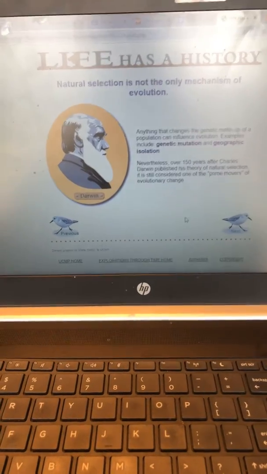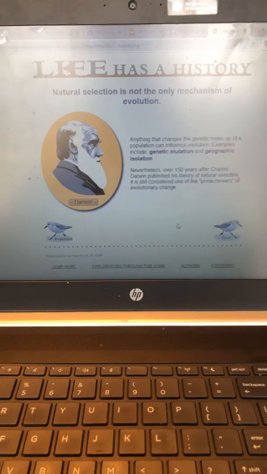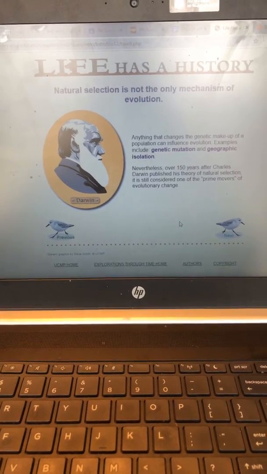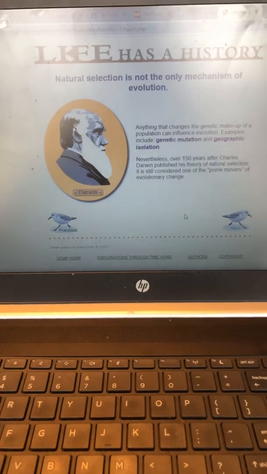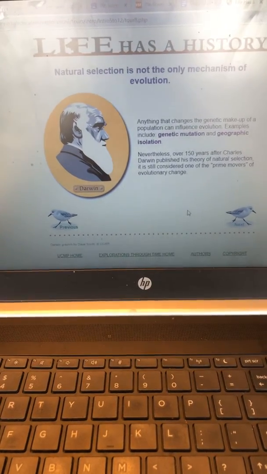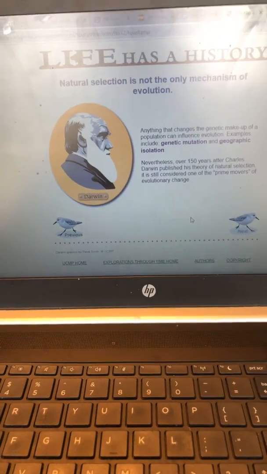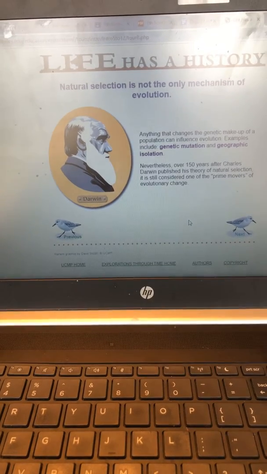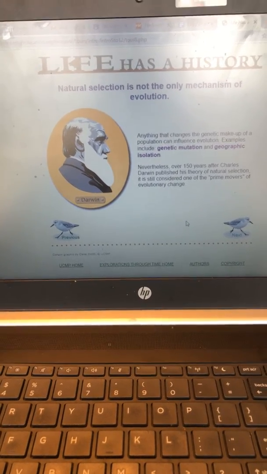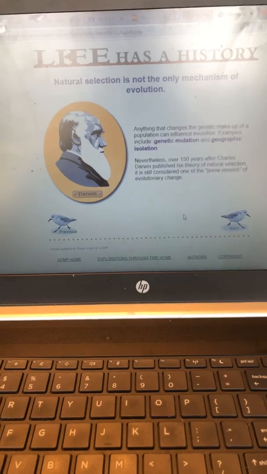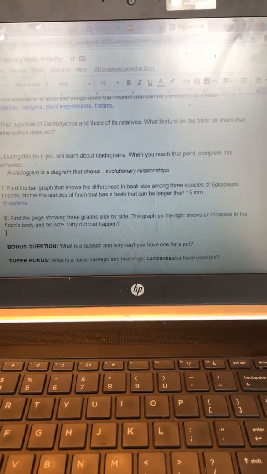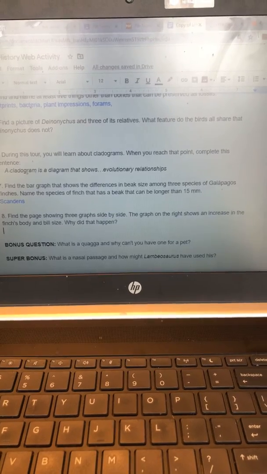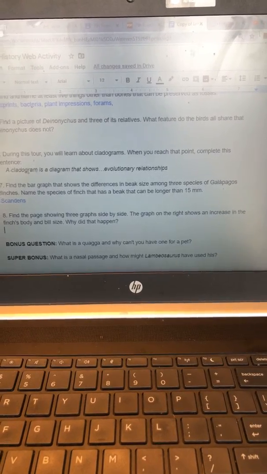Okay, natural selection is not the only mechanism of evolution. Anything that changes the genetic makeup of a population can influence evolution. Examples include genetic mutation and geographic isolation. Nevertheless, over 150 years after Charles Darwin published his theory of natural selection, it is still considered one of the prime movers of evolutionary change. What's our next question? What is a quagga and why can't we have one for a pet?